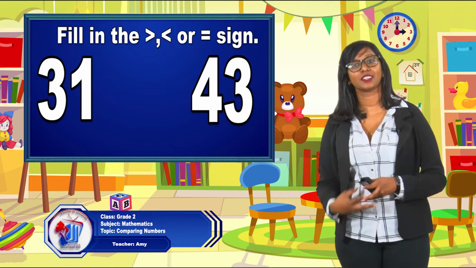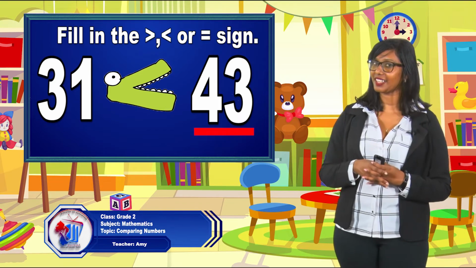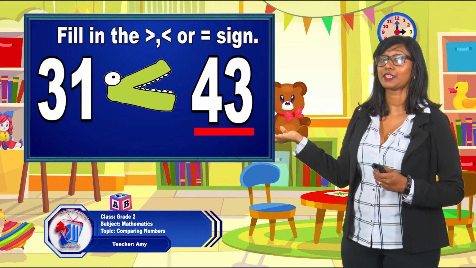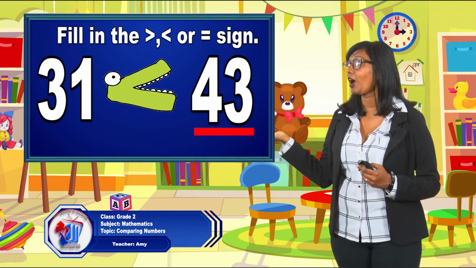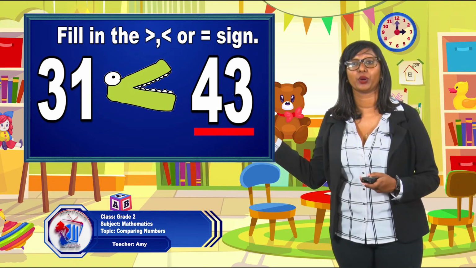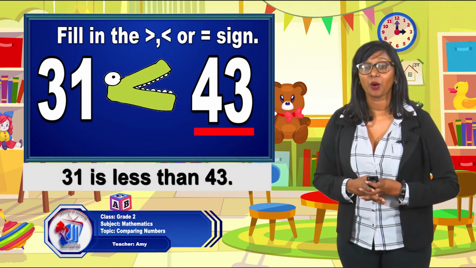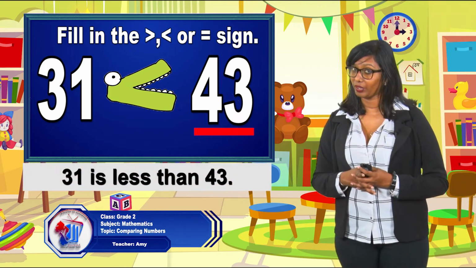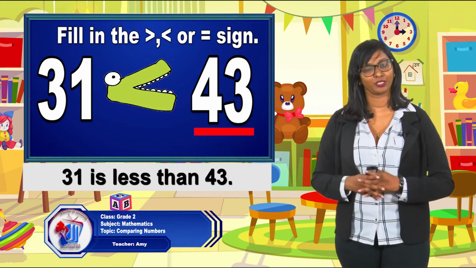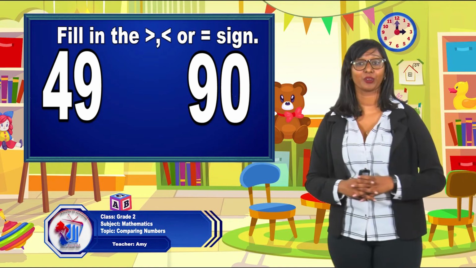We will use the less than sign. Why do we use the less than sign? Because the number 43 is bigger than 31. So the mouth of the alligator must be opened to 43. When we read this, it will read 31 is less than 43. Okay, you are doing a wonderful job thus far. So we have number 4, our very last one.